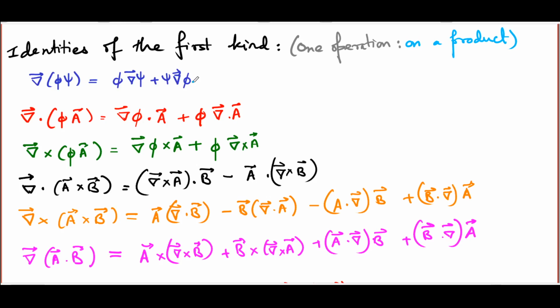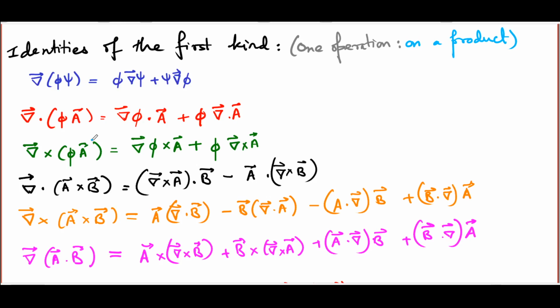If on the other hand you had a vector field and a scalar field, then multiplying them together would give you a vector field. You could calculate a divergence of that or a curl of that. That gave us the second and the third identity of the first kind that we had worked out. Divergence of phi times A is gradient of phi dotted with A plus phi times divergence of A. Whereas curl of phi times A is grad phi cross A plus phi curl of A.